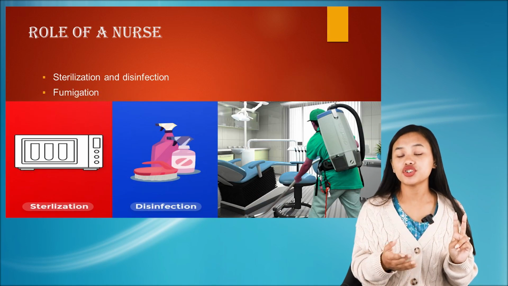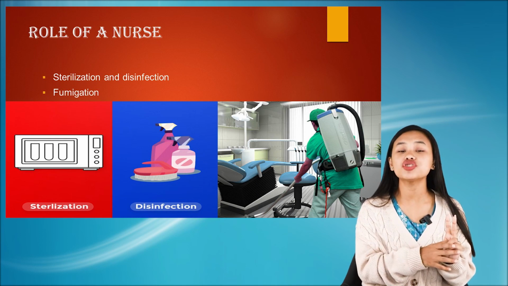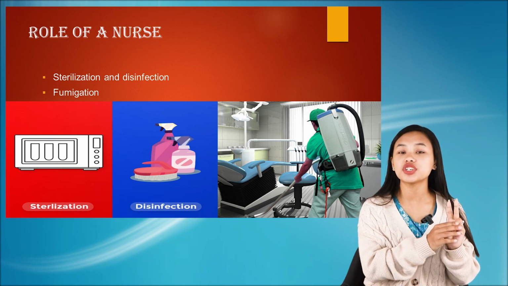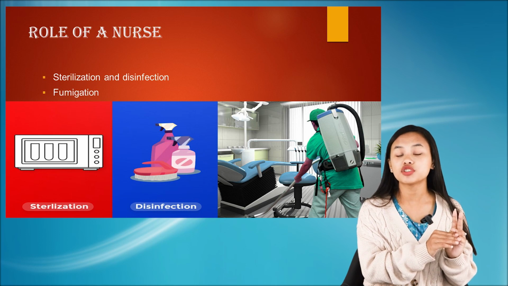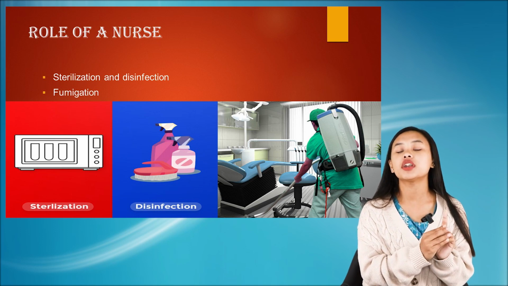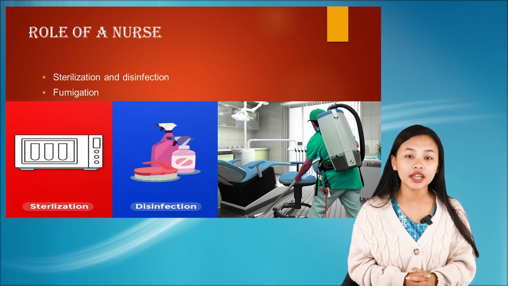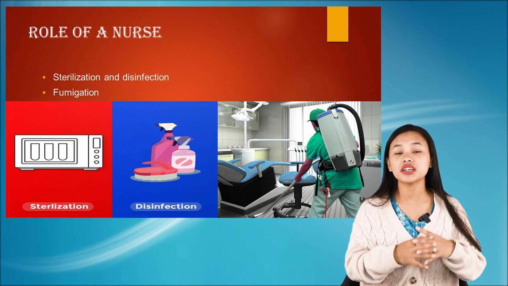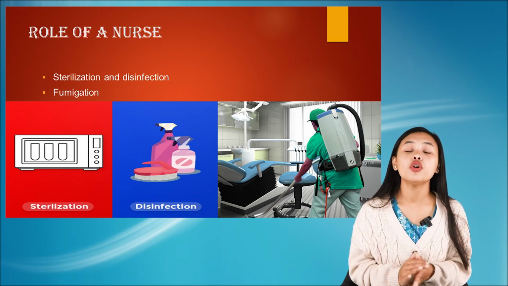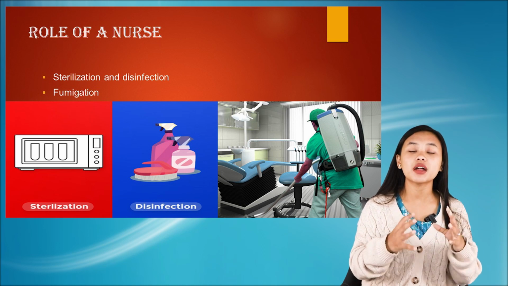The next is sterilization and disinfection. As we have discussed, sterilization and disinfection are very important because they help to destroy the microorganisms present on any instrument or object before it is reused for another patient. And the last one is fumigation. Whenever a client who is suffering from an infectious disease is transferred or discharged, we need to make sure that we properly fumigate the unit he was staying in before we assign that unit to another patient. So as a nurse, these are the various roles that you must perform in order to prevent the spread of microorganisms.